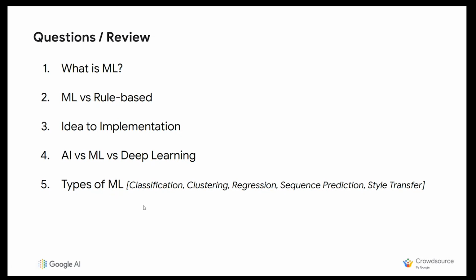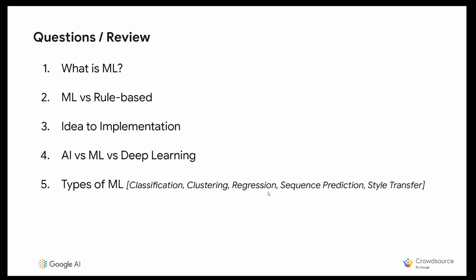And types of ML. We have discussed classification, clustering, regression, sequence prediction, and style transfer. Classification tries to solve and find the classes with a confidence score attached to it. And clustering is used to find different types of groups inside a cluster. This is used for any data sets which don't have labels.